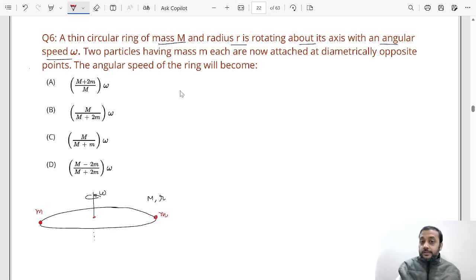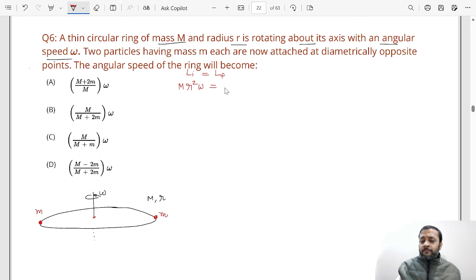Right? Now what was the angular momentum of the ring? That will be mr square into omega. This was the initial angular momentum, because angular momentum you can write as I omega. So mr square is the moment of inertia of the ring, omega is the angular velocity. That will be equal to the final angular momentum. So basically I'm doing L initial equals L final.